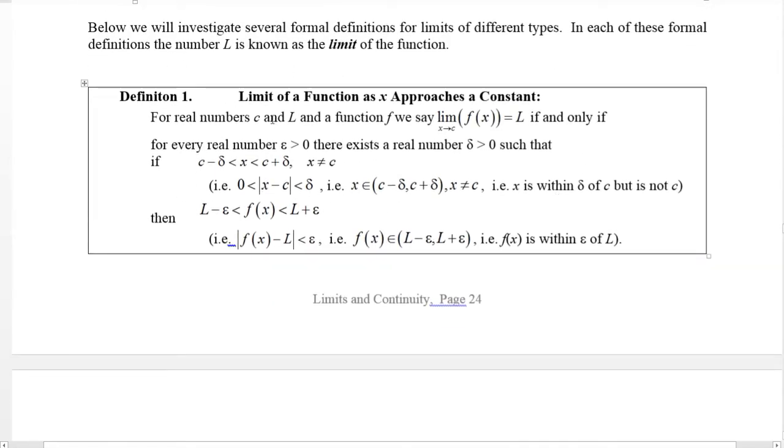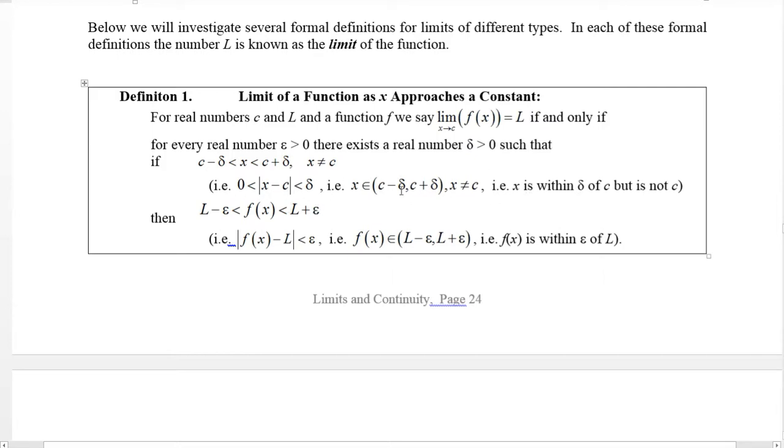So it says that for real numbers c and L and a real valued function f, we say that the limit as x goes to c of f of x equals L if and only if for every real number epsilon greater than 0 there exists a real number delta such that if c minus delta is less than x, which is in turn less than c plus delta, but x is not c, then L minus epsilon is less than f of x, which is less than L plus epsilon.